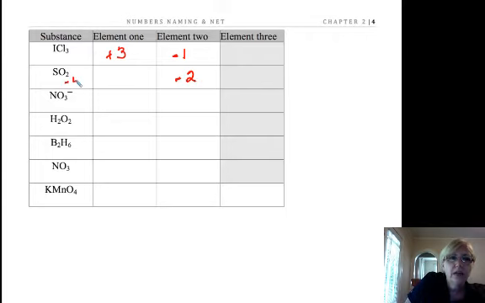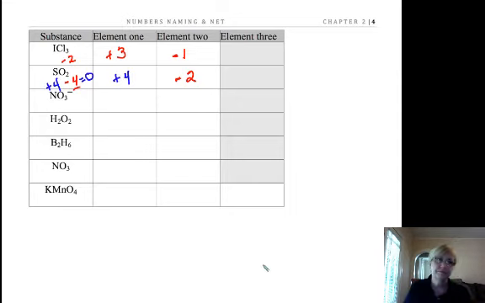Let me model a way to do that algebra a little bit more quickly. If each oxygen's -2, I have a total of -4. Now, since there's no charge, that has to equal 0, which means I need a plus 4. There's only one sulfur, so each sulfur has to be plus 4. All right. Let me model that again with this KMnO4.